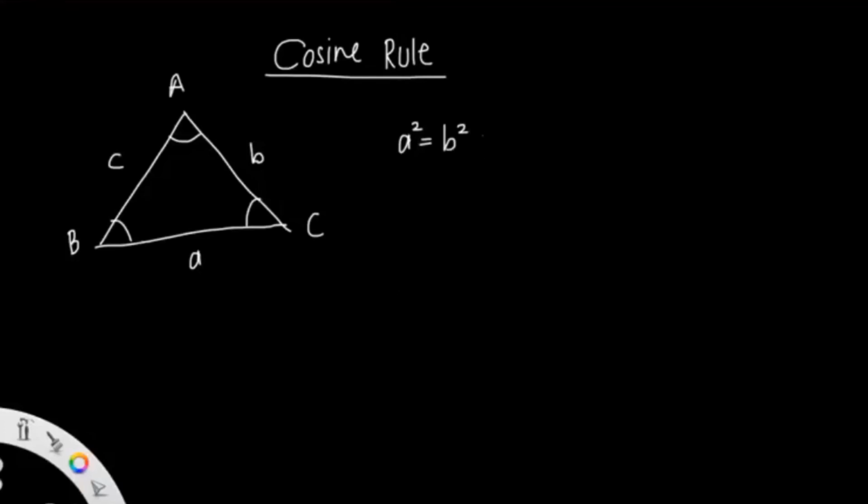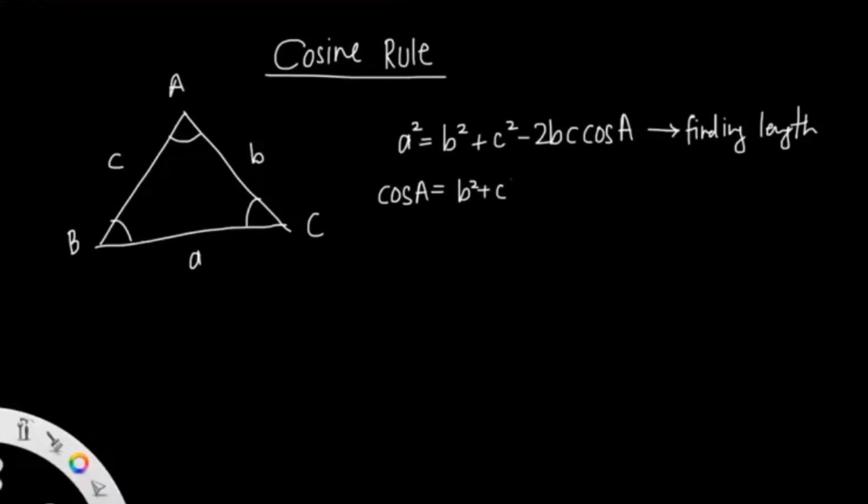So the formula for the cosine rule is a squared equals b squared plus c squared minus 2bc times cosine of A, and this is for finding length. But when you want to find the angle, you would use cosine A equals b squared plus c squared minus a squared over 2bc, and this is for finding angle.